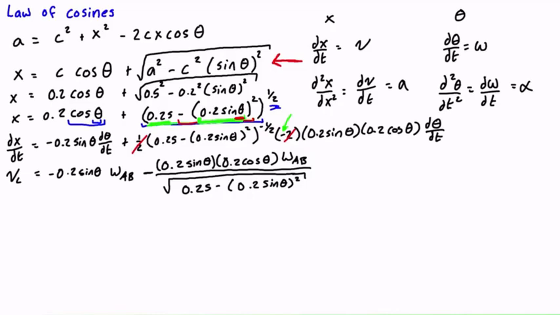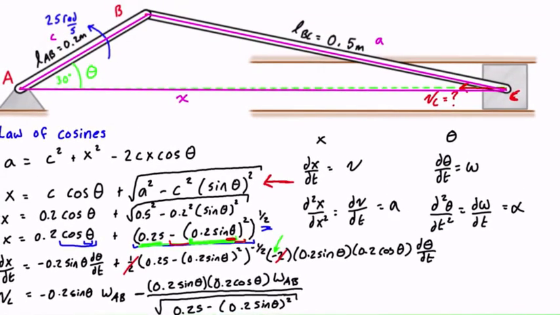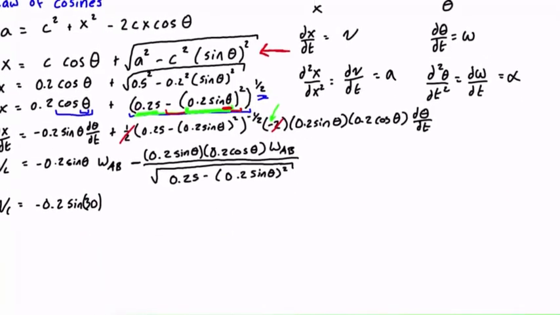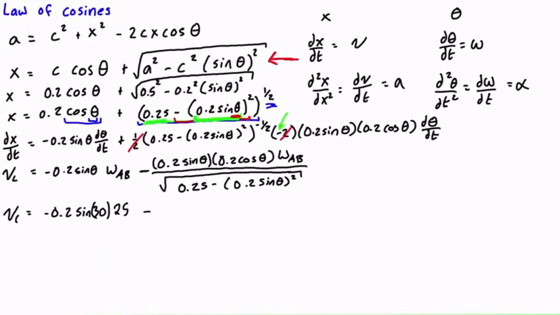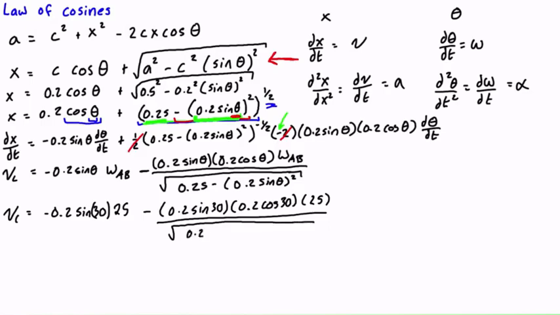And what we want to do in the next step is fill in the values that we know for sine theta and for omega AB. So VC is equal to negative 0.2 times the sine of 30 times omega AB. And if we look back at the original diagram, it was 25 radians per second. So times 25. And then in the next term, we have 0.2 sine 30 times 0.2 cos 30 times 25. That was radians per second. And in the bottom, we had the square root of 0.25 minus 0.2 sine 30 all squared.